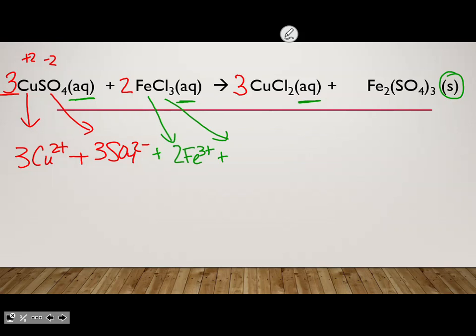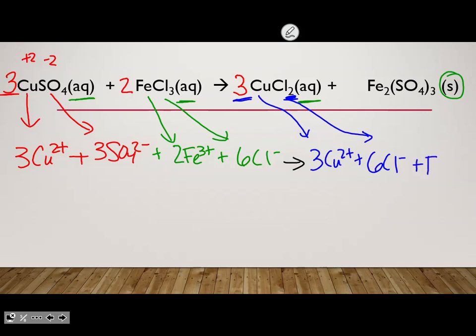Moving on to this next one, we have 2 Fe3+, and this is where it gets fun, because for every formula unit we get 3 chlorides, but now with our balanced equation we have 2 of them, so it multiplies and gives you 6 chlorides. Does everybody see how I did that? The 2 times the 3 gives me 6 of the chlorides. Now over here on the products, once again we get 3 Cu2+. And what are we getting here? 2 of the chlorides, but multiplied by that 3 gives us 6 chlorides. And then our Fe2(SO4)3 stays a solid. We don't touch that one because it is a pure substance, it stays together.